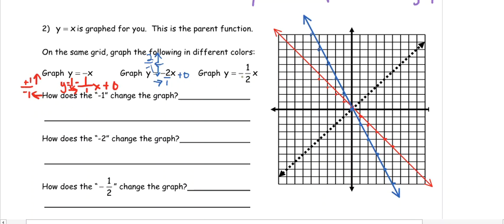Let's do the next one in green. All right, so negative 1/2 x plus 0. Again, I'm going to take this negative and put it up top and make the bottom positive. So down 1 to the right 2. I only need one negative when it's a negative slope. Down 1 to the right 2, down 1 to the right 2, and repeat. And then the other way would be up 1 to the left 2.